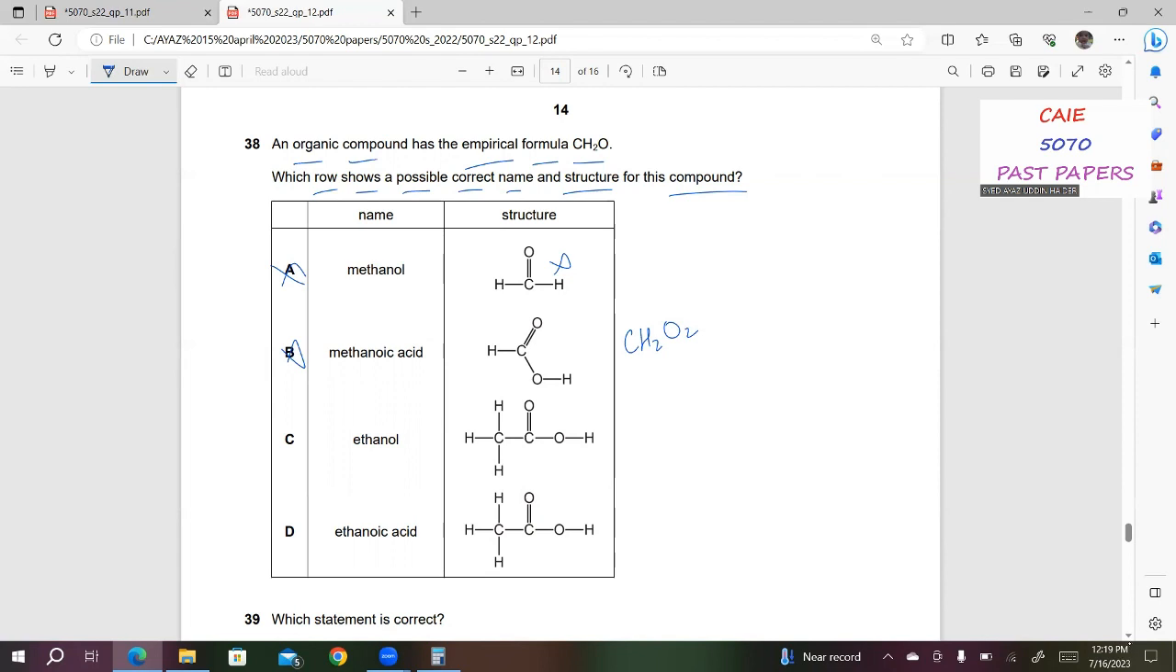C, ethanol. The structure is wrong, because the structure is of ethanoic acid. So only choice D is left, which is correct, ethanoic acid. And the formula is also correct, CH3COOH. Let's see the empirical formula. 2 carbon atoms, 4 hydrogen atoms, and 2 oxygen. So formula will be CH2O. So this is correct.